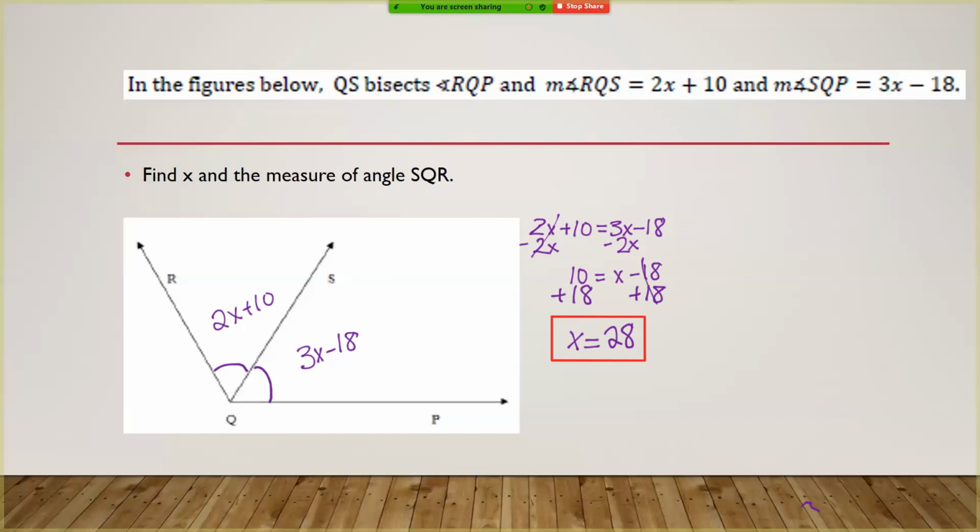So that's part of our answer because we were asked to find x, but we were also asked to find the measure of angle SQR. So looking for SQR, if I follow from S to Q to R, that's actually referring to this angle here. So we're going to find that by plugging into 2x plus 10. So the measure of angle SQR equals 2x plus 10, but we just found out that x was equal to 28. So we're going to take 28 times 2 and then add 10. Should give you a final answer of 66 degrees.